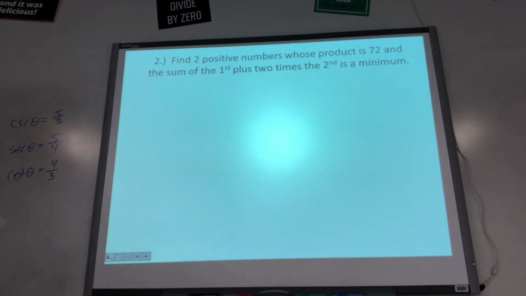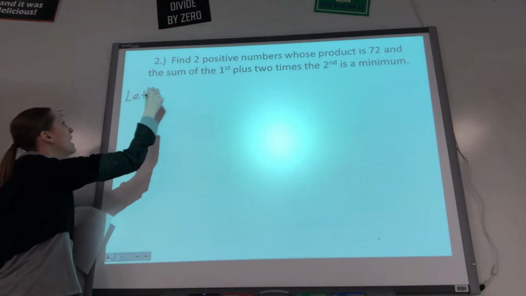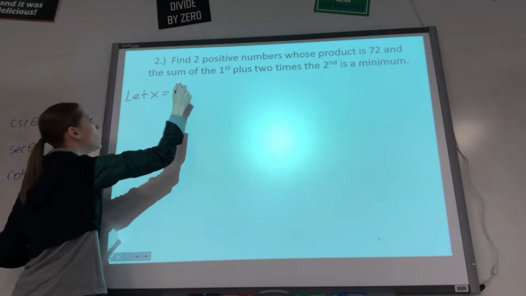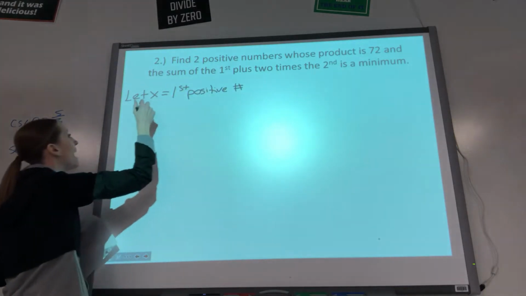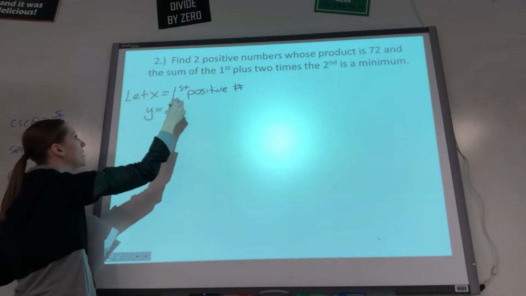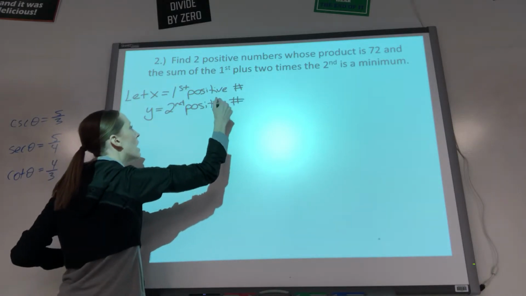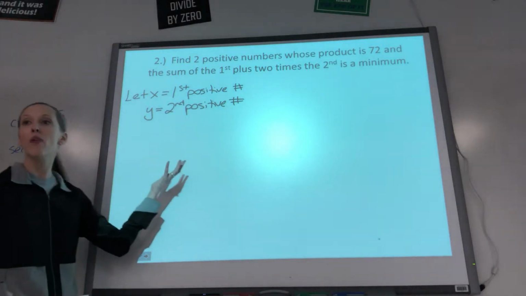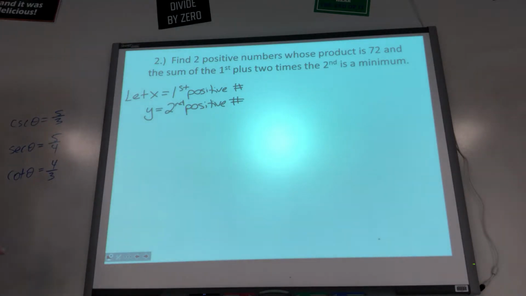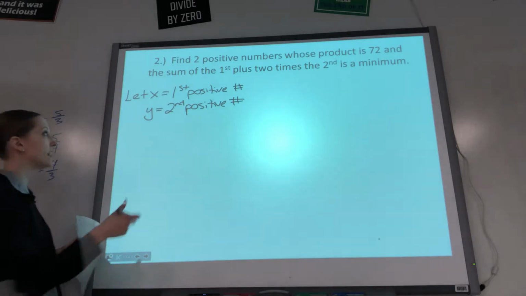All right. Now, again, this is kind of silly to repeat, but I'll do it again. I'll say let x equal the first positive number, and y equals the second positive number. The word positive didn't matter to us much on the last example, but it does come into play sometimes. If you get back a plus or minus somewhere, then you know that you only want to keep the positive.